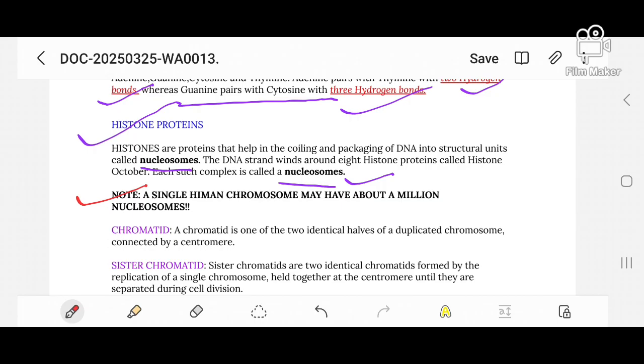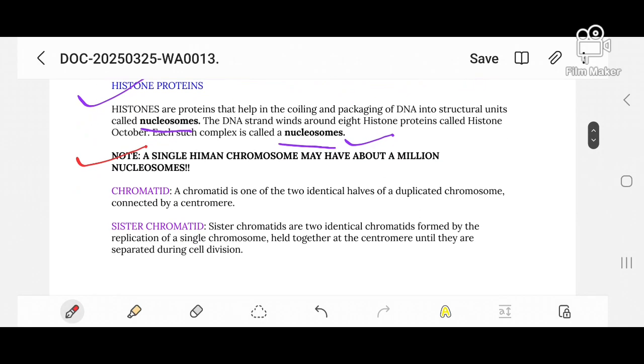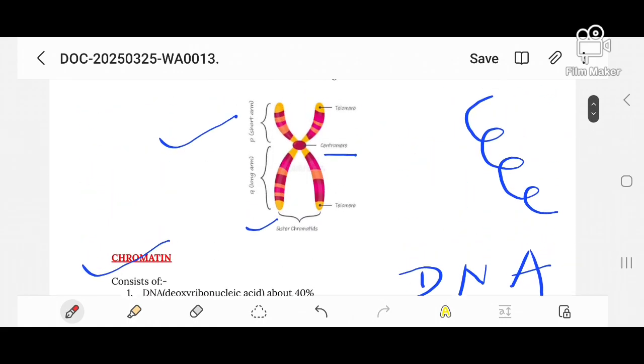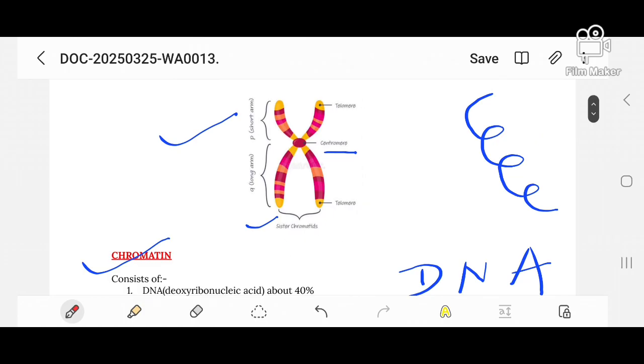Chromatid. Now listen to it very carefully. Chromatid is one of the two identical halves of a duplicated chromosome connected by a centromere. Let us go to the first page. Here you can see this is a diagram of a chromosome. So it's a vertical half. So I draw a vertical half.